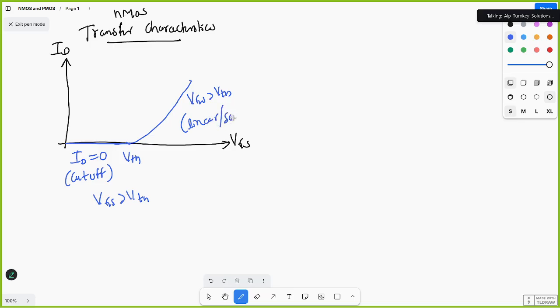Linear or saturation region, that we have already seen. If you see the NMOS, this is the symbol for NMOS. This is the gate, this one is drain, and this one is source. Here the input voltage is VGS, and the output voltage with respect to source is VDS. There is a current flowing from drain to source, that is ID.